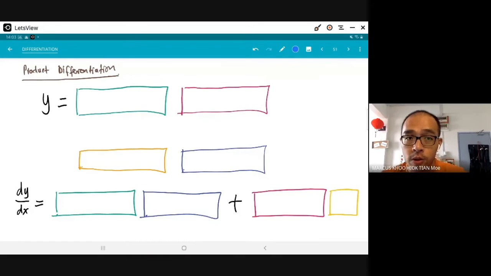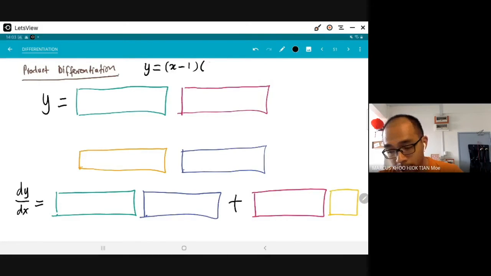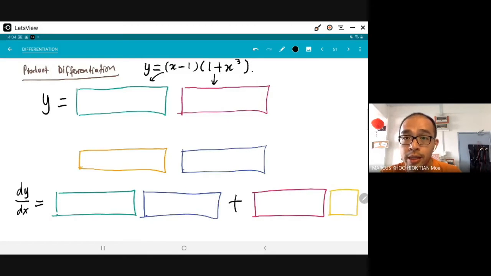Okay, so if you are given the question, y equals (x minus 1) and (1 plus x) to the power of 3. Say for example like this. This one is a little bit complicated. So what you can do is you can split it up. You put the x minus 1 in this box and you put the (1 plus x) to the power of 3 in the second box. So we get x minus 1 here, and here will be (1 plus x) to the power of 3. I like to keep the brackets over here.